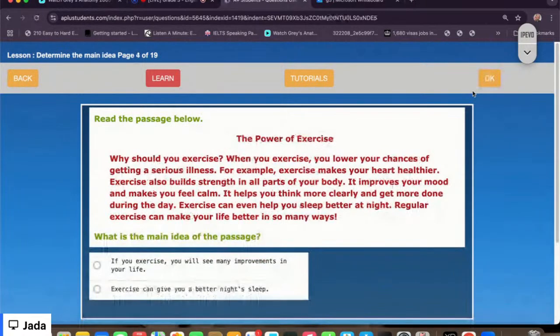All right, so good job, guys. All right, so this one is the power of exercise.